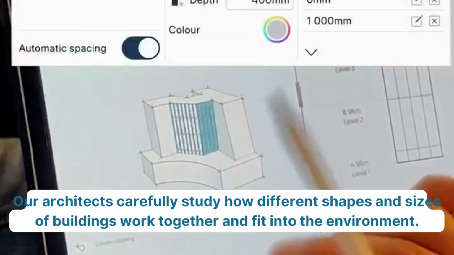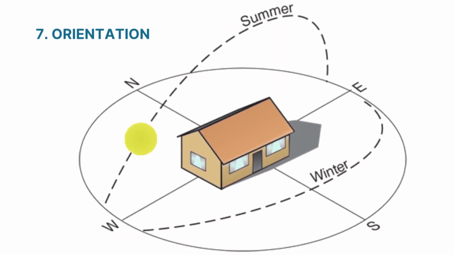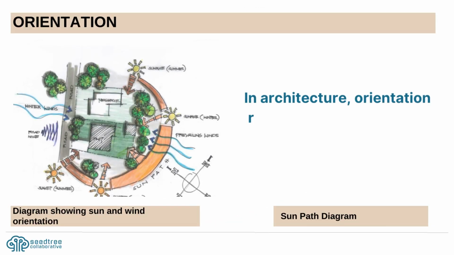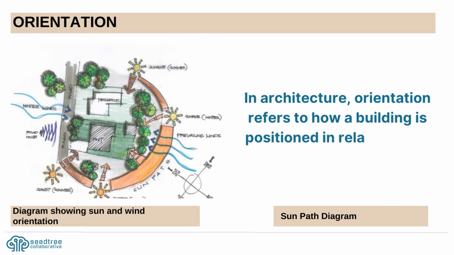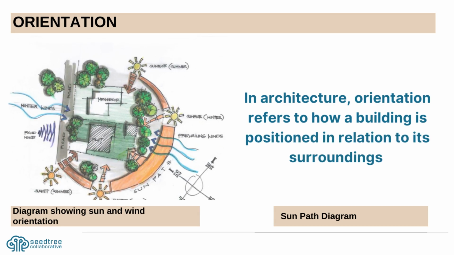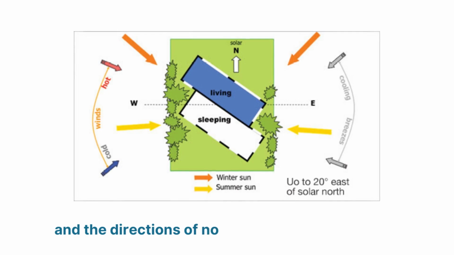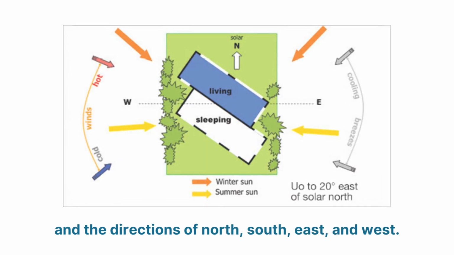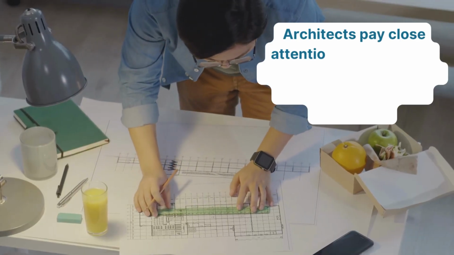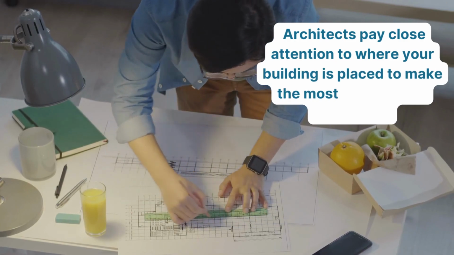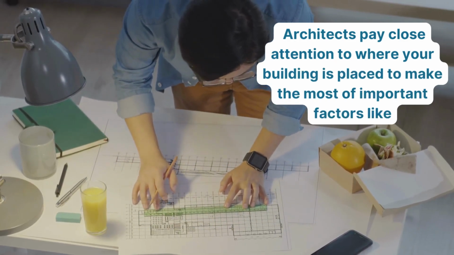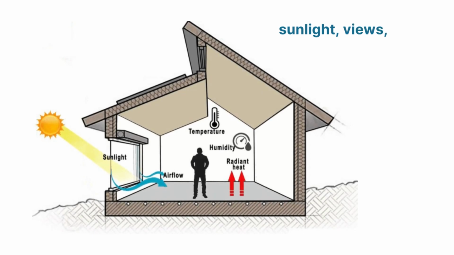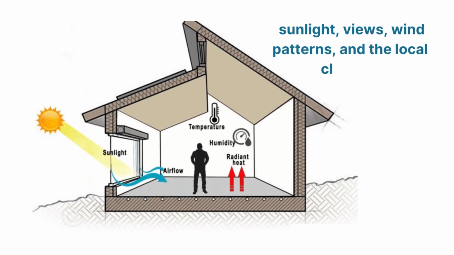Number 6. Massing. Our architects carefully study how different shapes and sizes of buildings work together and fit into the environment. Number 7. Orientation. In architecture, orientation refers to how a building is positioned in relation to its surroundings and the directions of north, south, east, and west. Architects pay close attention to where your building is placed to make the most of important factors like sunlight, views, wind patterns, and the local climate.